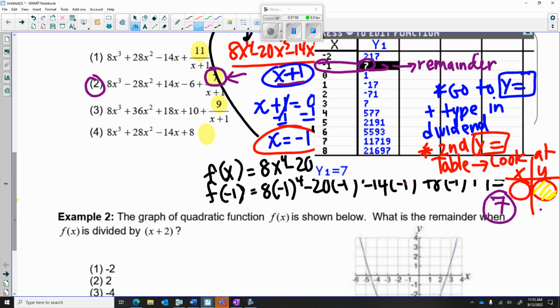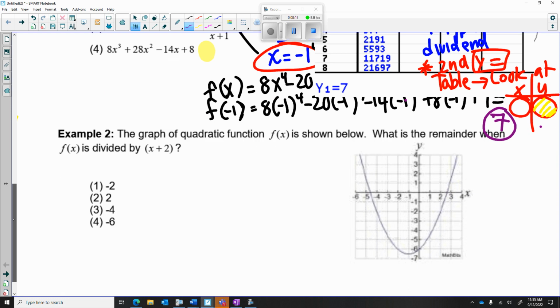By the way, if I had gotten remainder 0, then on the table it would have said 0 next to it. Instead of 7, it would have said 0 here. And that would mean remainder 0, and that would mean that that value is actually a 0 of the polynomial.